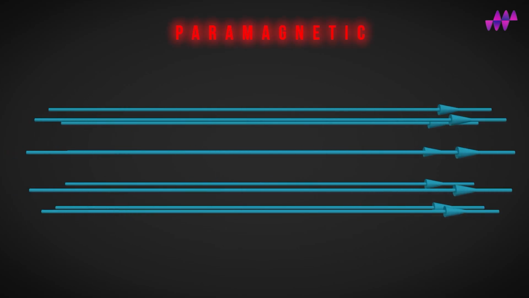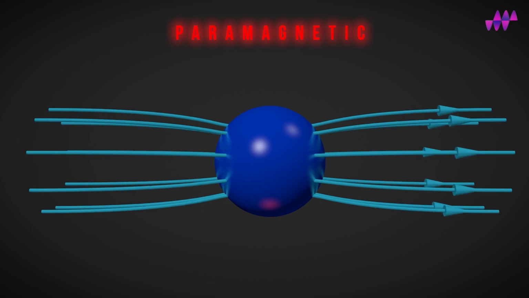Paramagnetic objects are materials which do not oppose the magnetic field and are weakly attracted by it.